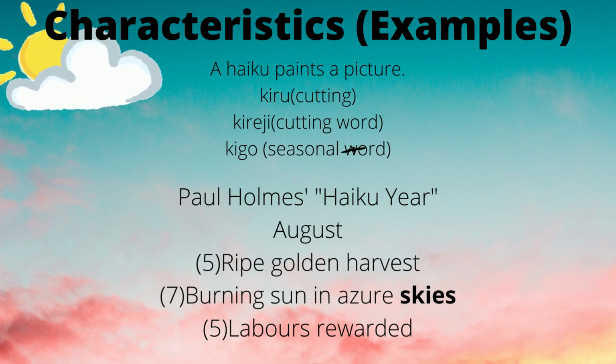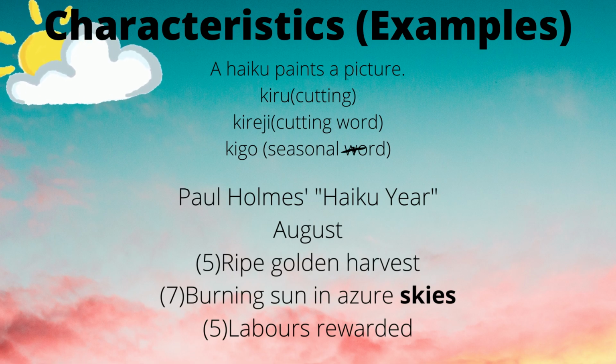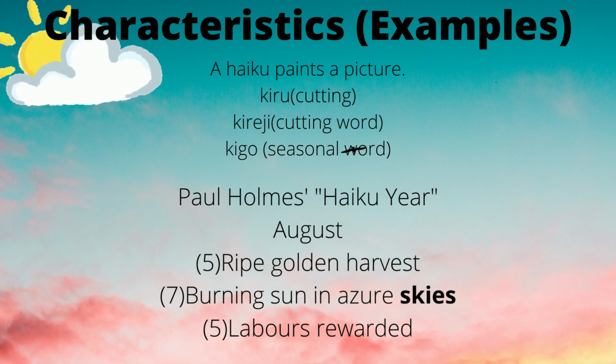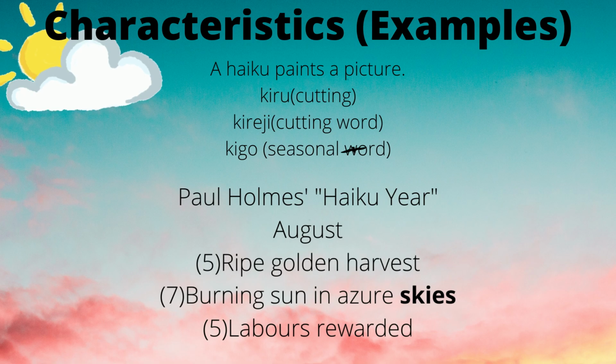In Holmes' poem, the word skies acts as a cutting word by dividing the haiku into 2 observations. The first observation describes the surroundings: golden harvest, burning sun, and azure skies. The second observation brings the poet more depth by creating an image of something more emotional under that sky: a farmer finally being rewarded for his hard labor throughout the year. While these 2 images are different in nature, they are still strongly connected and an inseparable part of the picture that this poem paints.